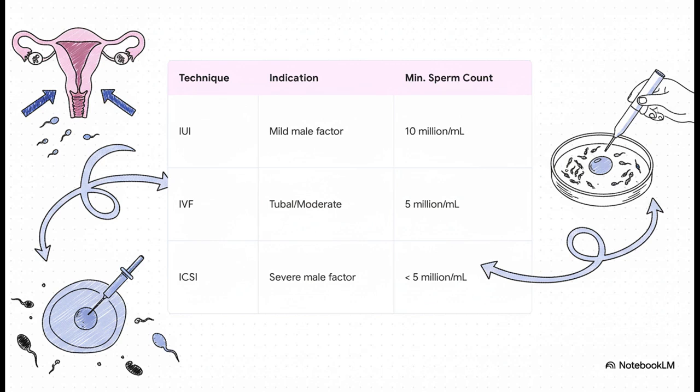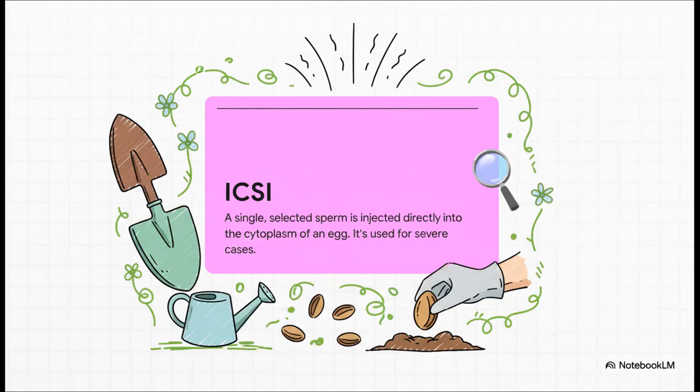For milder issues, you might start with something like IUI. If that's not enough, or for tubal problems, you move to IVF. And for the really severe male factor issues, that's when you bring out the big gun, ICSI. And ICSI is really the ultimate targeted approach. I mean, we're talking about an embryologist selecting a single healthy-looking sperm and injecting it directly into the egg. It's like a specialist hand-planting one perfect seed to give it the absolute best shot.